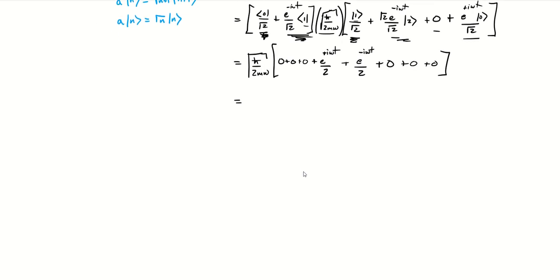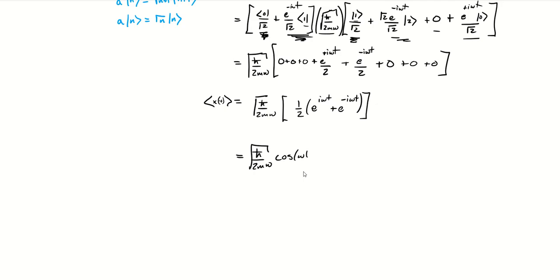So really quickly, we end up with the expectation value of position as a function of time equal to one half e to the i omega t plus e to the minus i omega t, which again, using our cosine identity, is just the square root of h bar over 2m omega times cosine omega t. Praise Newton. We figured this out without doing a single integral, just using our raising and lowering operators.